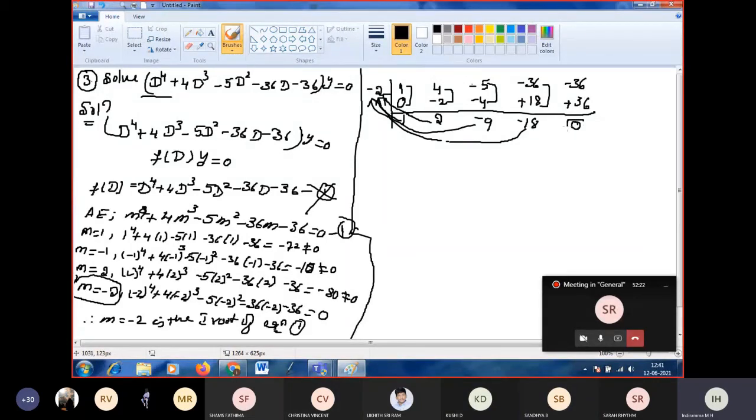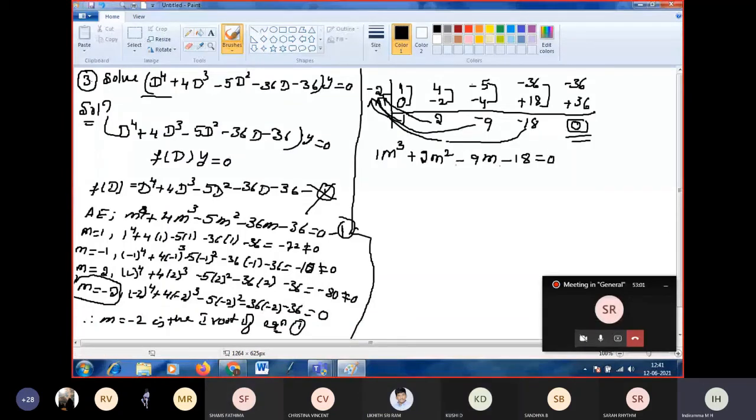So, if your first root is correct, you should get 0 here. Okay. Now, we have to reduce the fourth degree equation to a third degree equation by using the remaining coefficients. Can you tell me the equation now? m cube plus 2m square minus 9m minus 18 is equal to 0.